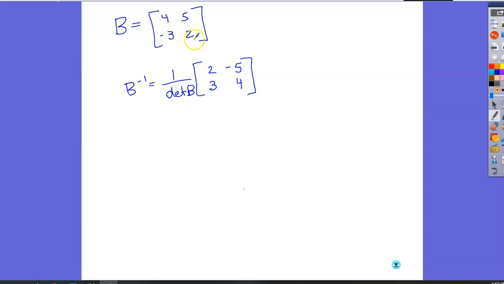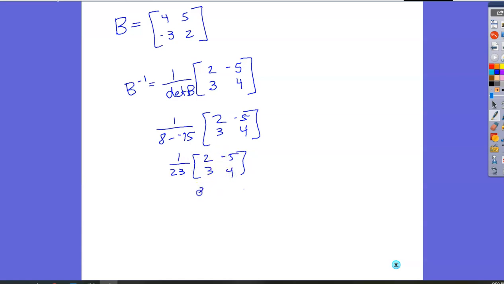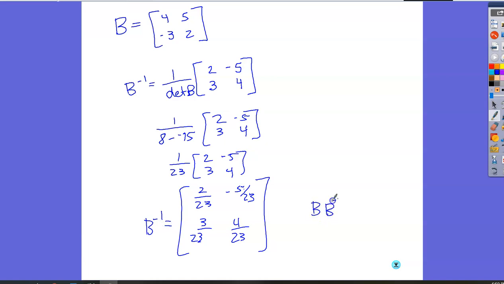Now we have to figure out the determinant of B. So we've got 8 minus -15. So not the most beautiful inverse, because this ends up being 1 over 23. And then this is a scalar, so I could distribute it. So I'd get 2 over 23, -5 over 23, and 3 over 23, and 4 over 23. And remember, when I multiply this with B, I should get the identity matrix. That's the whole point. So I should get 1, 0, 0, 1.